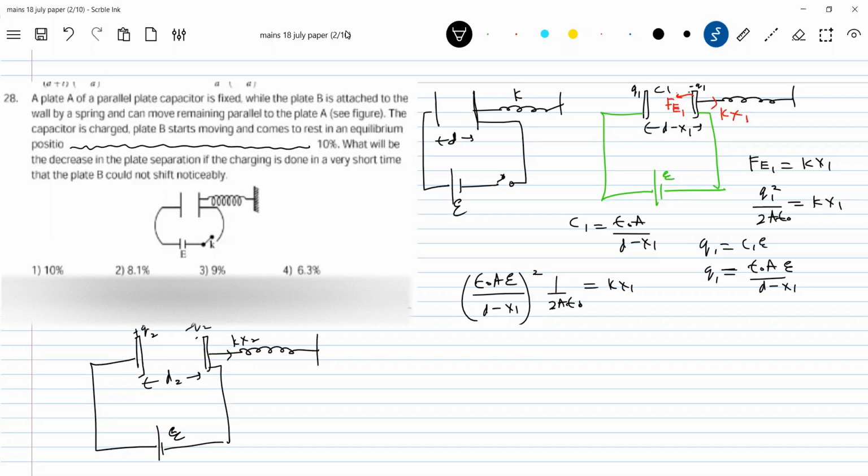What will be the decrease in the plate separation if charging is done in a very short time, so that the plate B could not shift noticeably? Lastly, he has put one more sentence. Let the separation between the plates be D2 now. So this will be equal to Q2 square. Now first we'll define capacitance C2. C2 should be equal to epsilon naught A by D2.